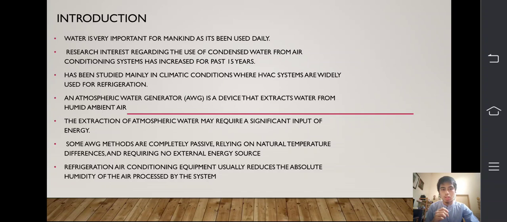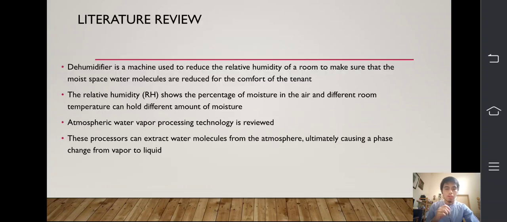Then we continue with the literature review. Dehumidifier: an air dehumidifier is a machine used to reduce the relative humidity of a room, so that the water molecules in the moist space are reduced for the comfort of the tenant. The relative humidity, RH, shows the percentage of moisture in the air, and different room temperatures can hold different amounts of moisture.